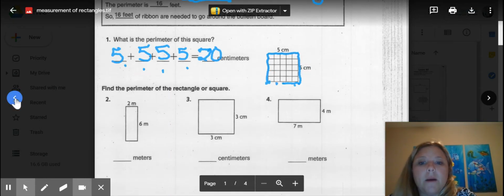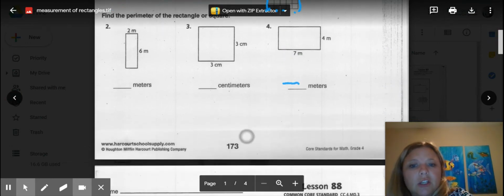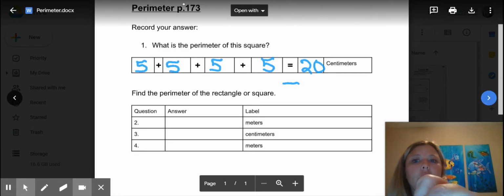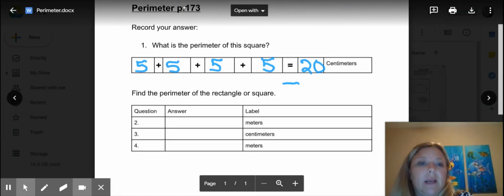Okay? Also, if you notice, the way I set up the worksheets is, do you see the page number here down at the bottom? That page number is also located on your worksheet. So you have page 73 up here, so you can make sure you're using the same worksheet.